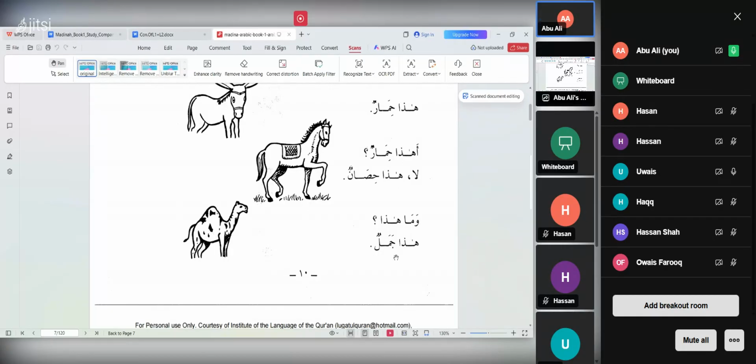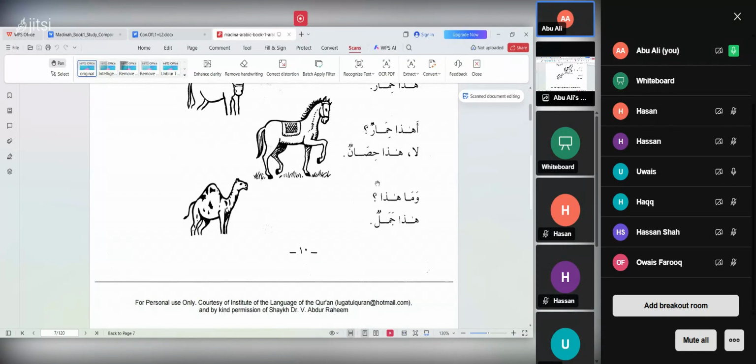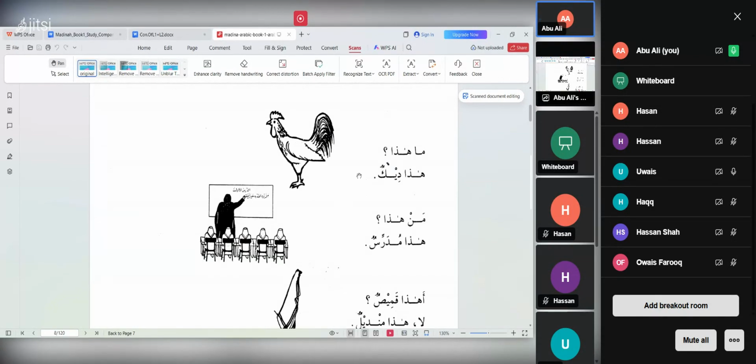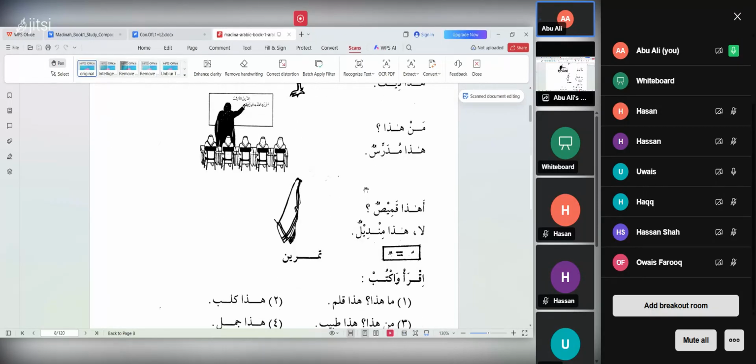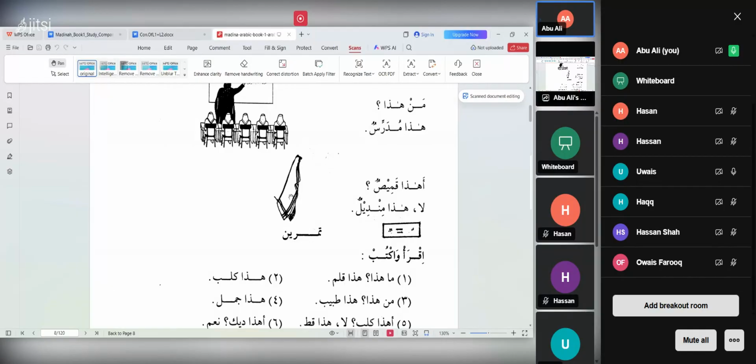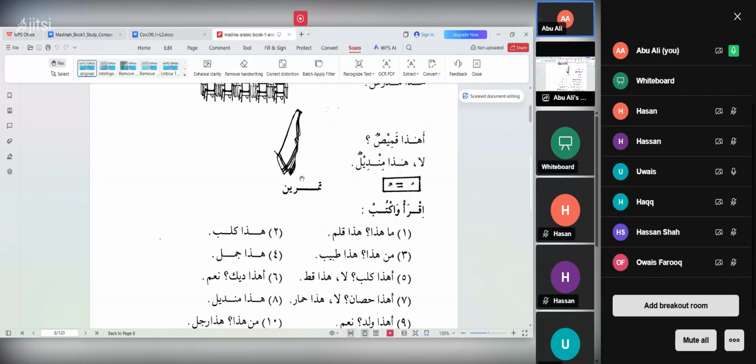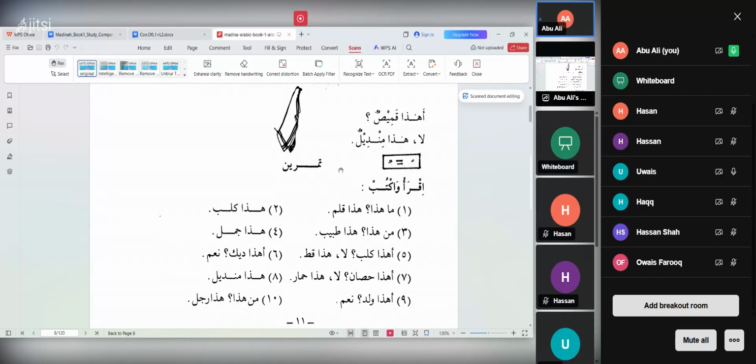وما هذا? And what is this? This is a camel. هذا جمل. Normally we would say هذا جمل. For our purposes, for educational purposes, we would say هذا جمل. ما هذا? This is هذا ديك. This is a rooster. It's a male chicken. من هذا؟ هذا مدرس. This is supposedly a male teacher. Okay, مدرس. أهذا قميص? Is this a shirt? قميص means shirt. لا هذا منديل. This is a tissue, the thing you clean your nose with.